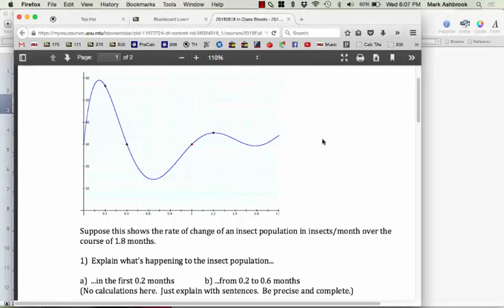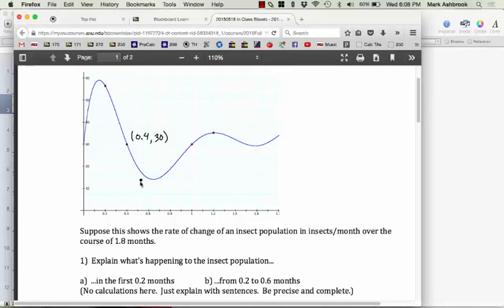So let's take a look right here at this point. Looks like 0.4 comma 30. And so what does that point represent? What does that point represent? Let's see. I saw you first. The rate of change in the population at 0.4 months.